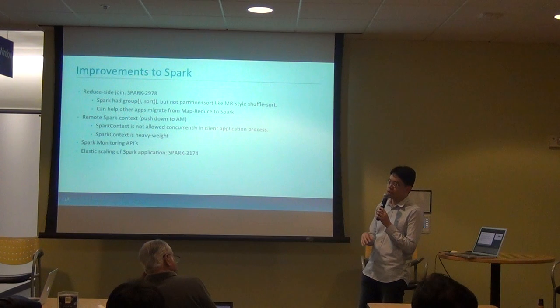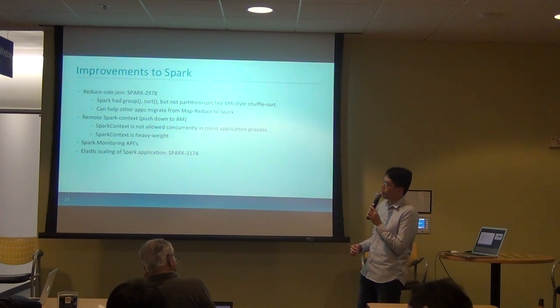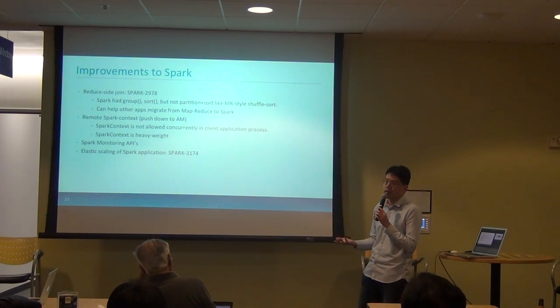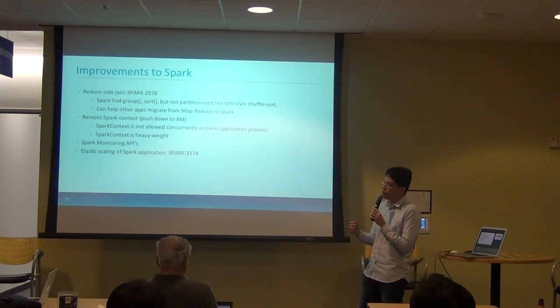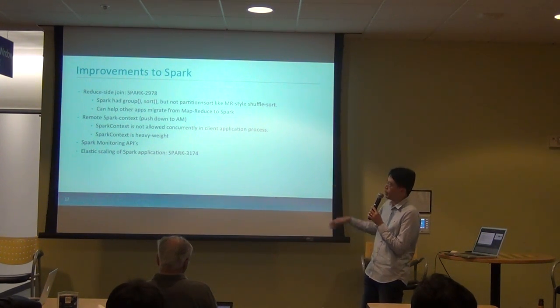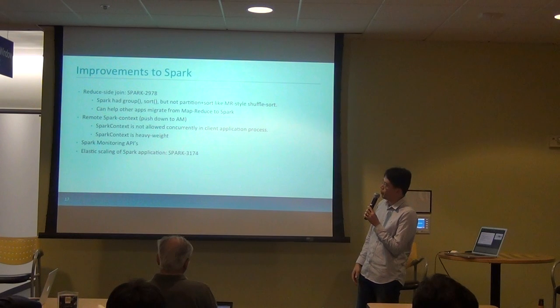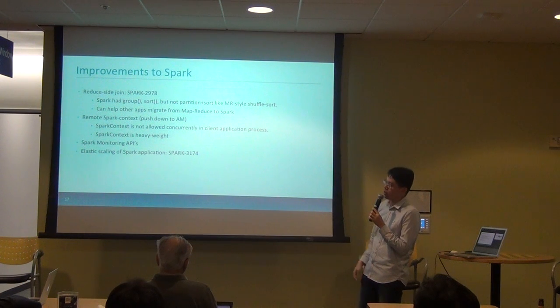So surprisingly, Spark didn't have that API, and we added that in Spark 2978. We have stuff like remote Spark context. Spark context is the Spark client that I was showing earlier. When we were doing multi-user testing, we found that it wasn't really concurrent. So we're going to have a project to push that down into the application master and make it more concurrent.